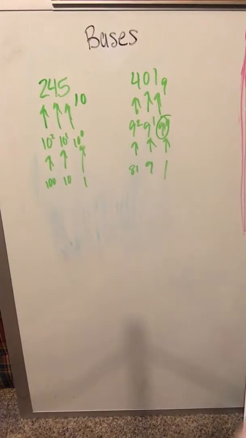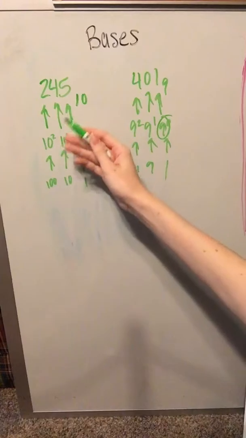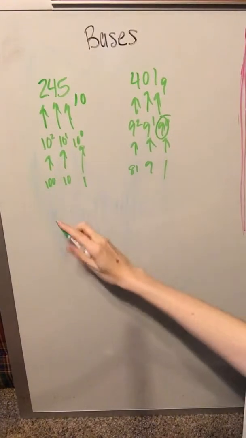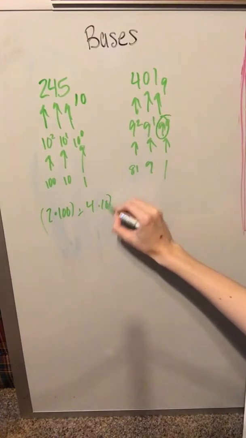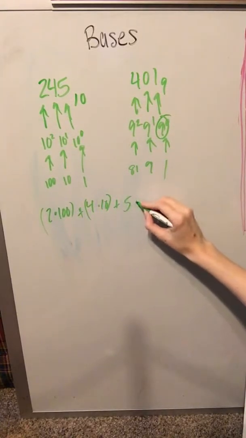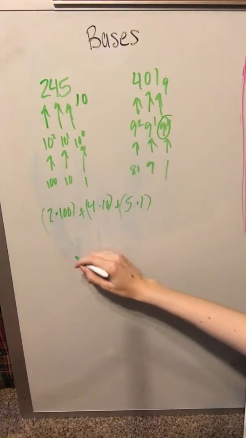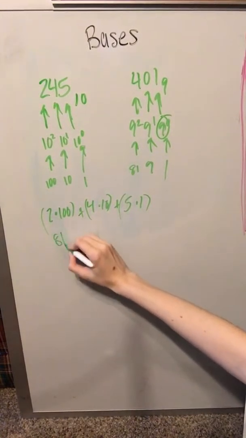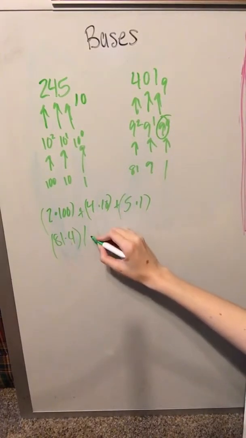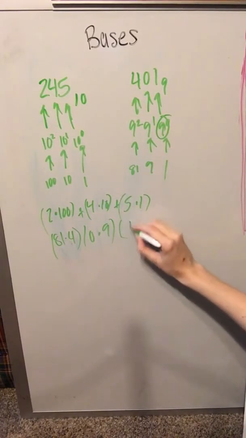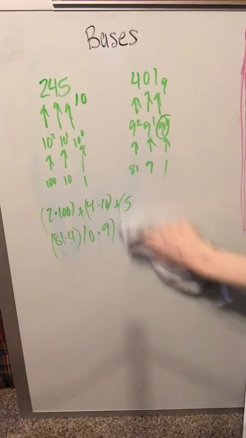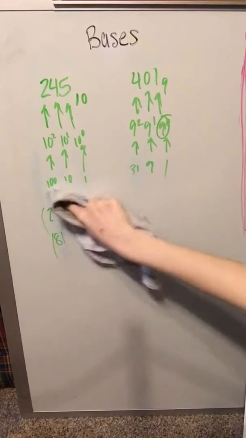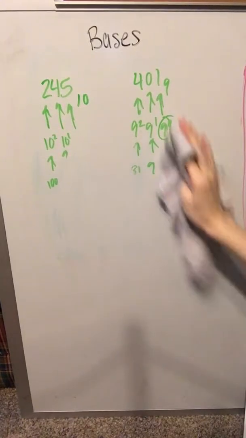So, when you have all these numbers, you know what 245 is because you don't realize it, but you go 2 times 100 plus 4 times 10 plus 5 times 1. So 401 is the same thing in base 9. You do 81 times 4 and 0 times 9 and 1 times 1. That's the number.